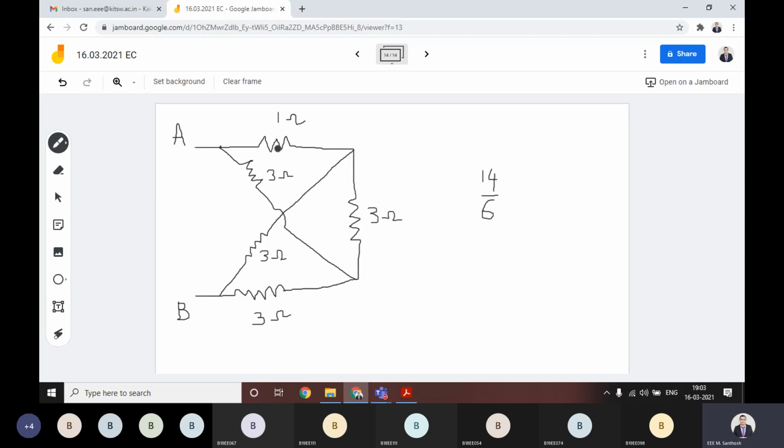Very good. If you are doing it faster then it's okay, your understanding is good, but if you are confused, you name it. This is A terminal, this is B, and this one is C, and this one is D. I am giving you a hint. Based on that, you have to redraw the circuit, then you will get the R equivalent value 14 by 6 ohm. I am giving you the answer also. Check with it.